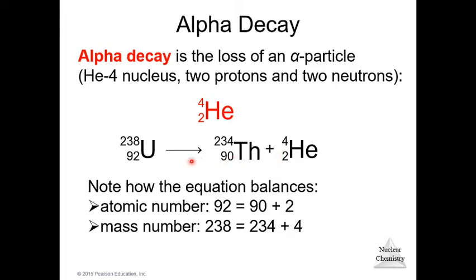So this is how we go about mass balance with a nuclear equation. All your atomic numbers need to agree on the left and right side of the arrow, and the mass numbers need to equal each other on either side of the arrow.